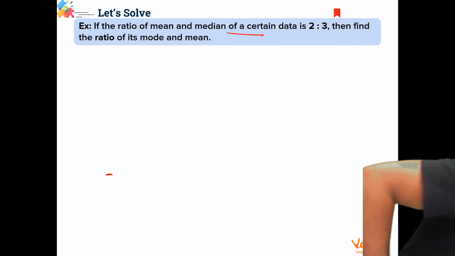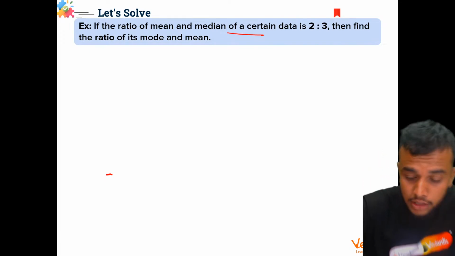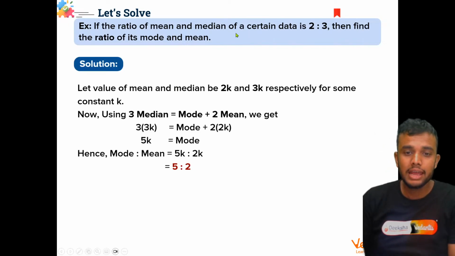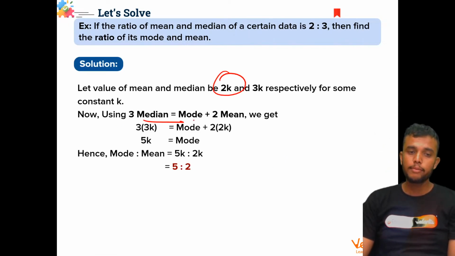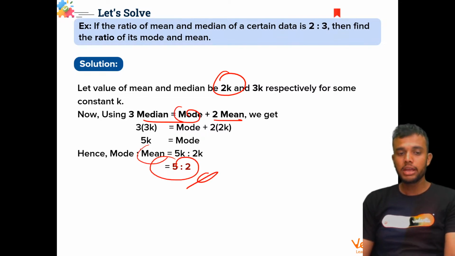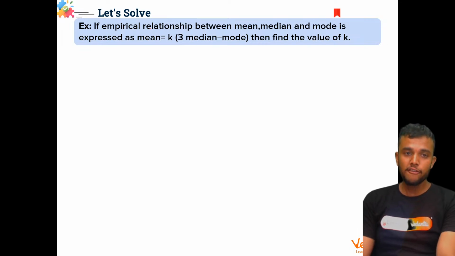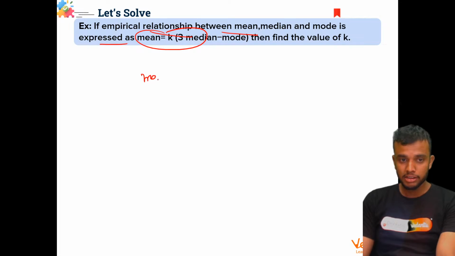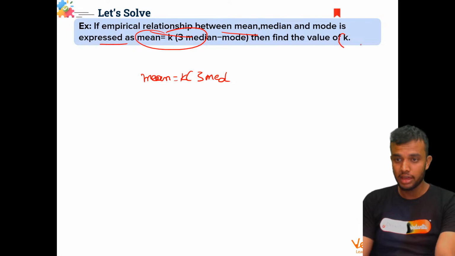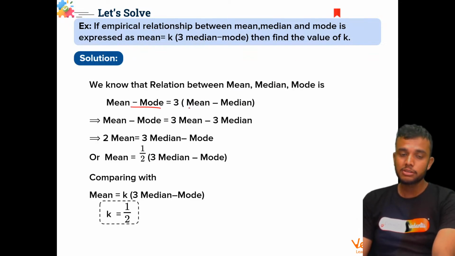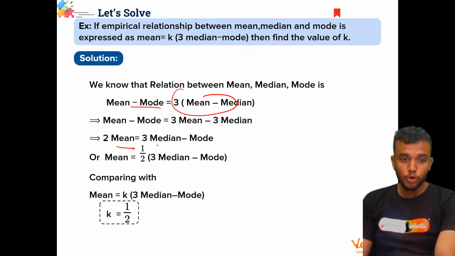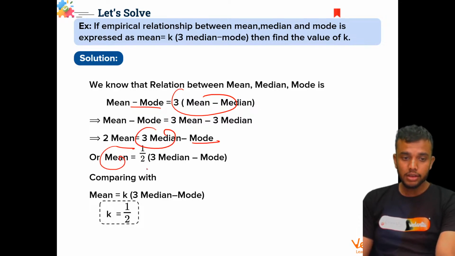Yes, students, solved. Come on, let's solve it. The data is in ratio 2:3, they give that. What they give: 2k, 3k. Then we already know 3 median is equal to mode plus 2 mean. Using this, we can find the mean to mode ratio. Next, the empirical relation between mean, median and mode is expressed as mean is equal to k into (3 median minus mode). Then find the value of k. We already know mean minus mode is equal to this one. If 2 mean is equal to 3 median minus mode, or mean is equal to this one, comparing with it, the k value is equal to 1 by 2.